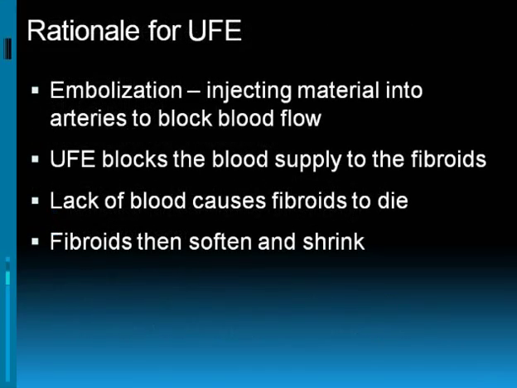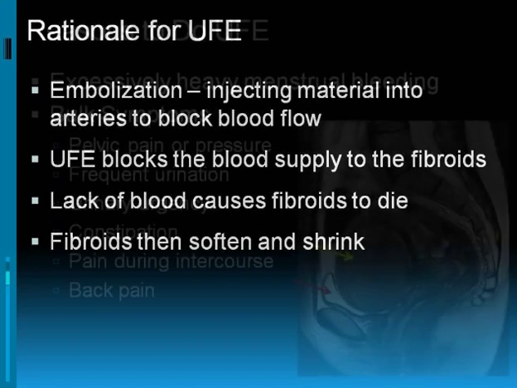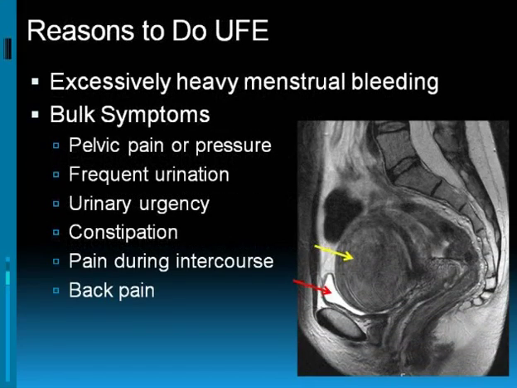First of all, embolization in general is just the process of injecting material into arteries to block the blood flow. In uterine fibroid embolization, what we're doing is injecting material into the arteries that specifically supply the uterus, and therefore we block the blood supply to the fibroids. The lack of blood supply to the fibroids then causes them to die, and as they die, they soften and shrink. Now, in what patients do we do UFE, or why do we do it?